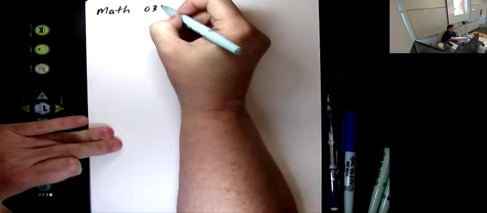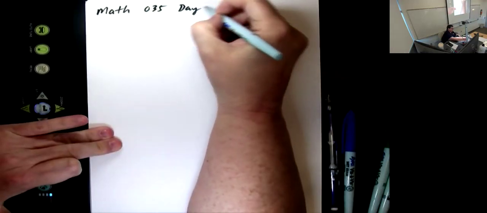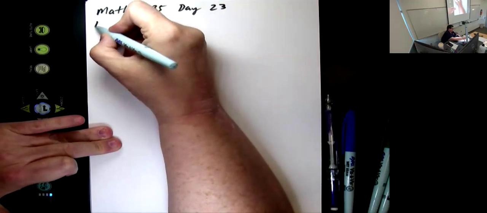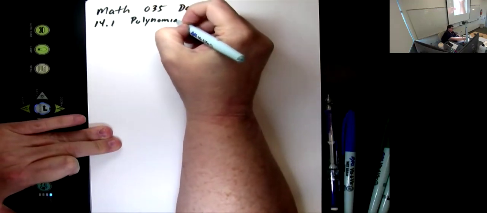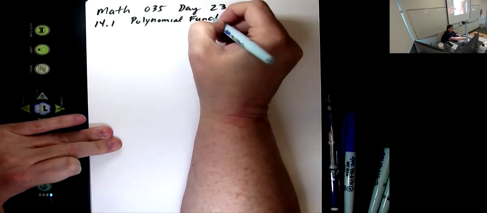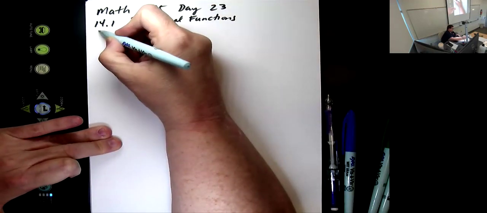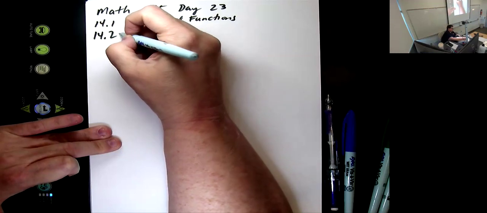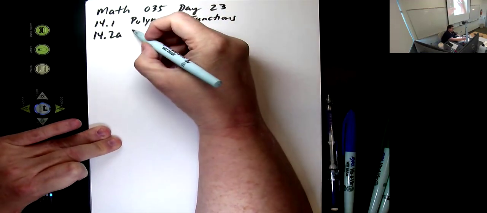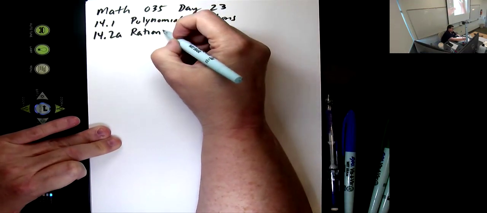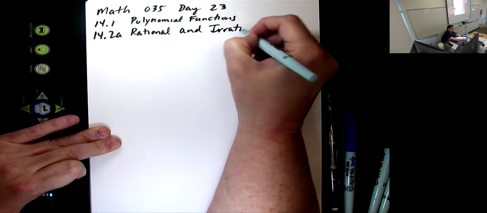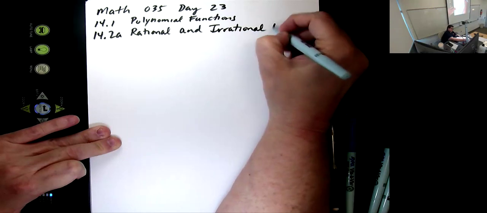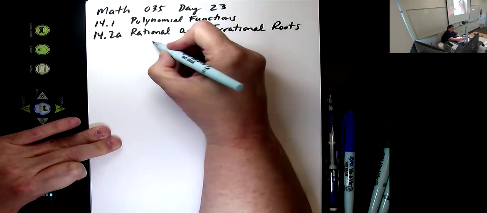Math 35, day 23. We are doing 14.1 on polynomial functions today, and we're going to start 14.2. I don't think we're going to finish it. This is on rational and irrational roots or solutions. Let's say roots of polynomial functions.